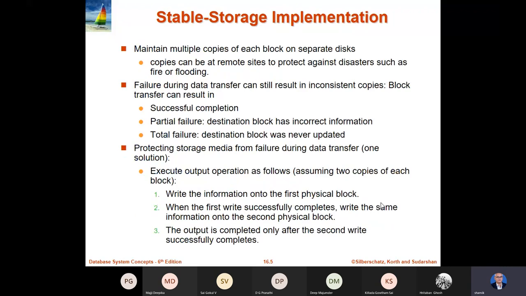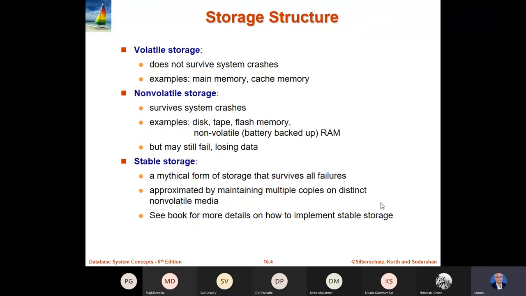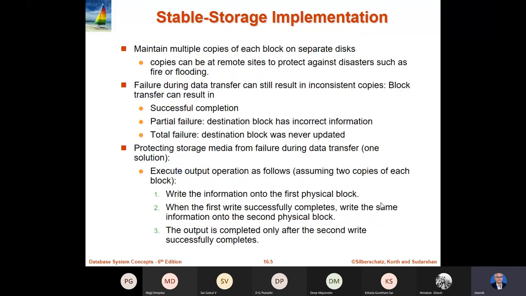There are many different ways of implementing stable storage. As I said, see the book for more details. You can maintain multiple copies, and you can make them physically in a different location. At least you should not keep them in the same server box, or even the same rack if you have a rack of servers, because if for some reason there is a major power swing, all the disks in all the servers in a particular rack might crash. So it is good to keep it in a different rack of servers, or in a physically different location, and so on.